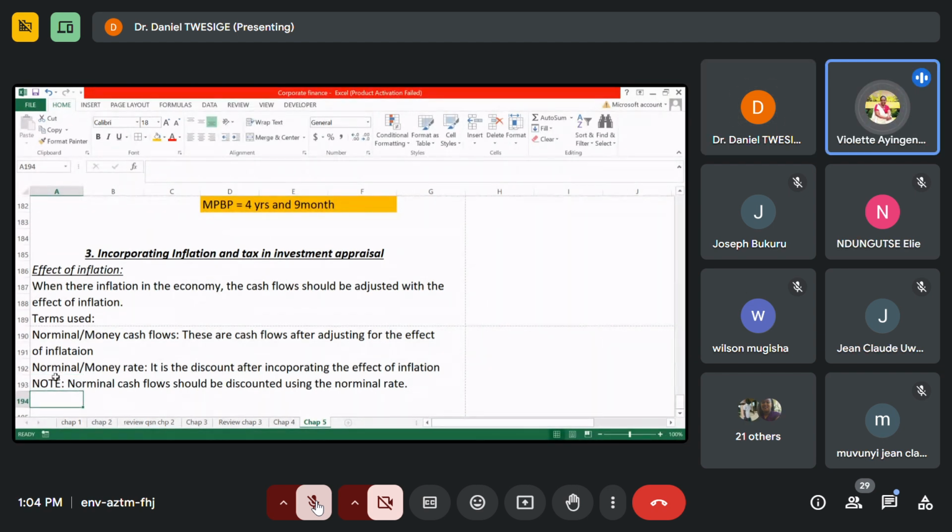We are saying, if you have adjusted your cash flows and you have nominal cash flows, then when you are discounting those cash flows, you should discount them using a nominal rate, a rate that incorporates inflation. Okay. Then we have what is called real cash flows.